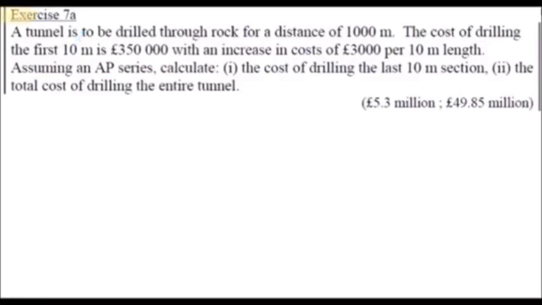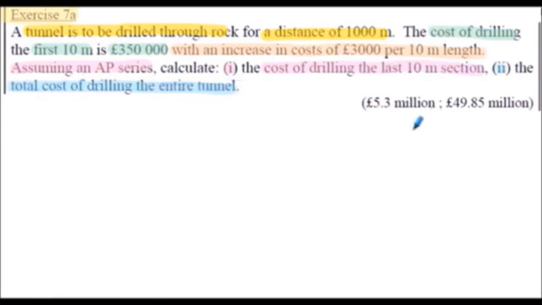Here's exercise 7a, a descriptive problem. A tunnel is to be drilled through rock for a distance of 1,000 meters. The cost of drilling the first 10 meters is £350,000, with an increasing cost of £3,000 per 10 meter length of tunnel. Assuming an AP, we've got to calculate 1, the cost of drilling the last 10 meter section of the tunnel, and 2, the total cost of drilling the entire tunnel. Answers shown in the bracket here. I'd encourage you to stop the presentation and attempt exercise 7a, but the full worked solution is shown on the following slides.